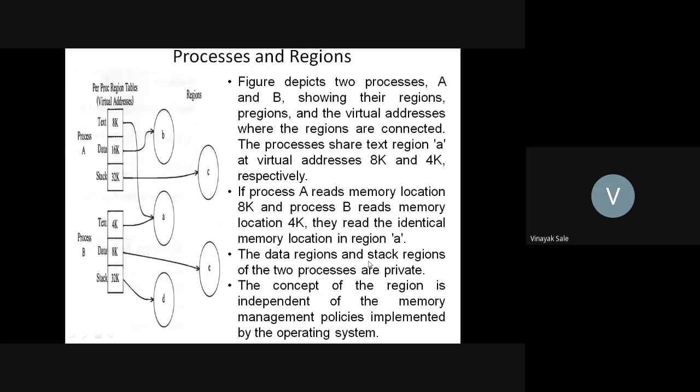The data region and stack regions of both processes are private. See the data region of process A and the stack region of process A. Similarly, the data region of process B and the stack region of process B. These data regions and stack regions of both processes are private.